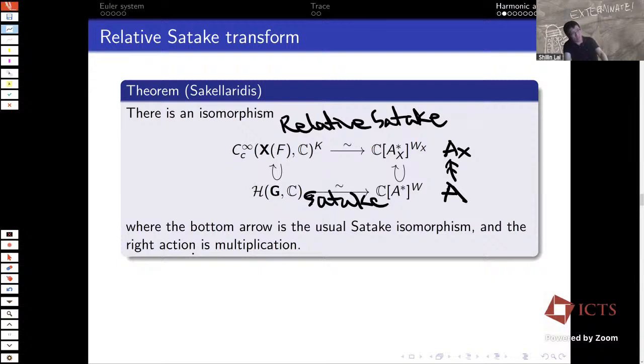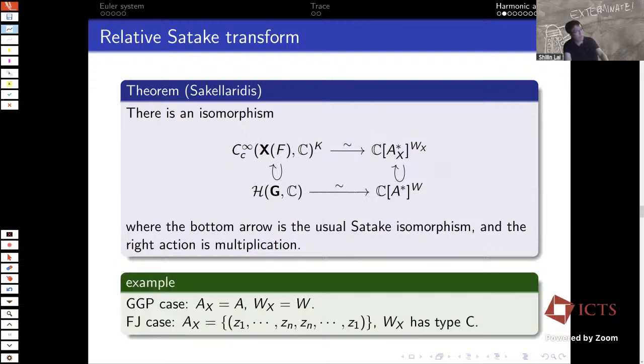Okay, let's give an example. And W_X is a reflection group, a Weyl group acting on A_X. So in the GGP case, this is easy. A_X is equal to A, W_X is equal to W. So we are saying, in particular, this function space is a free Hecke module of rank 1, because the right-hand side is visibly the same, it's acting on itself.